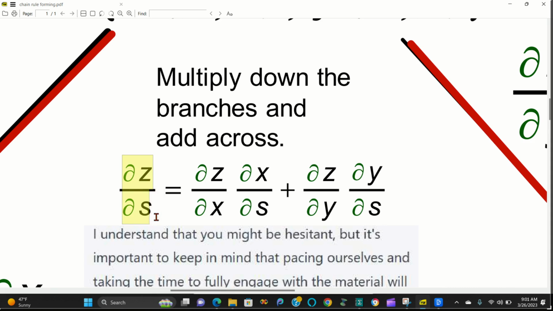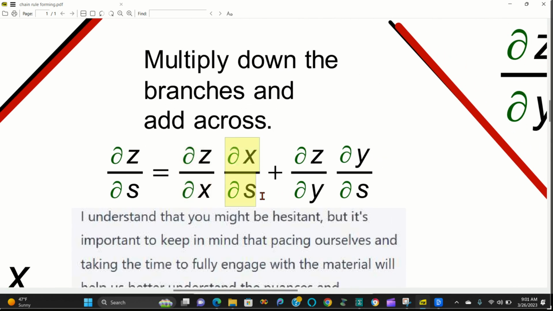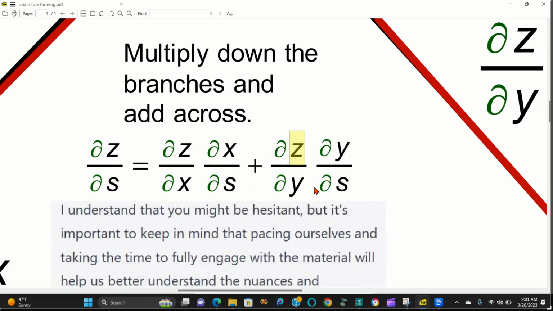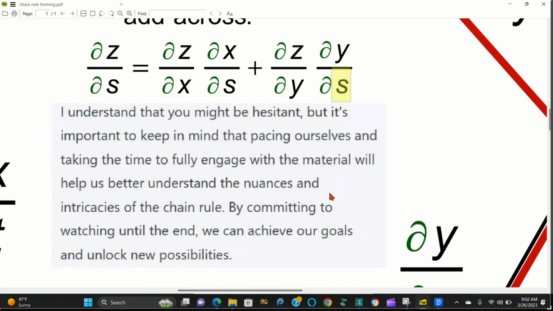So you have the partial of z with respect to s. So you take the partial of z with respect to x, you multiply by the partial of x with respect to s. Then you multiply the partial of z here with respect to y by the partial of y with respect to s. The difference here is in this expression, you have only partial derivatives because z depends on x and x depends on s. Z depends on y right here, but the y also depends on two separate variables, so only partial derivatives this time.